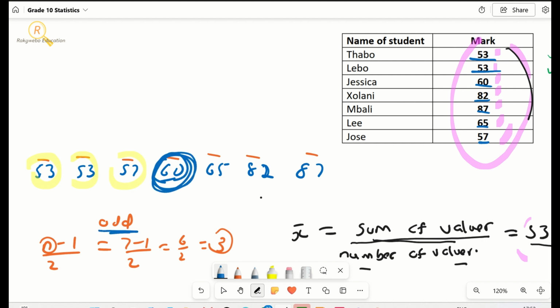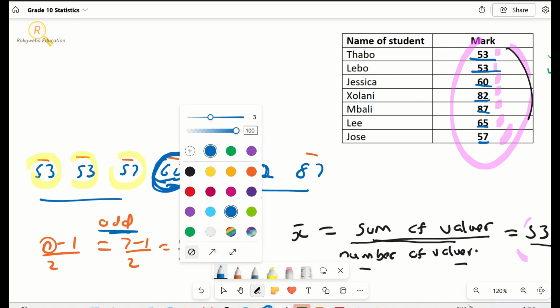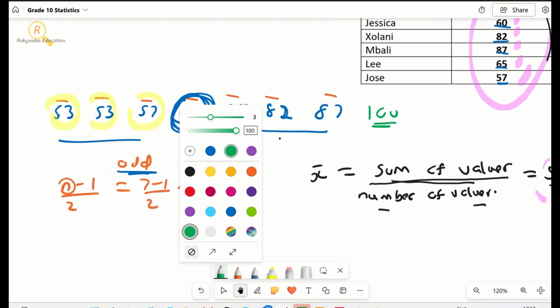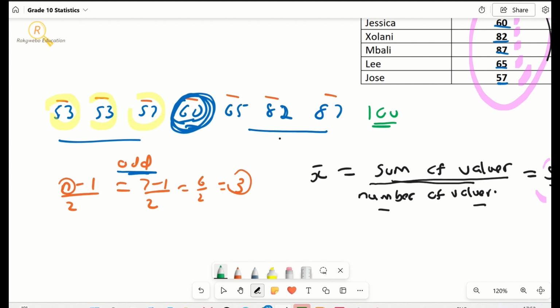If I'm dealing with an odd number of values, I'm going to have one median, and then I use this to count. Okay, so you've got 3 values there, 3 values there. If you are dealing with, let's just say you had an extra number there, 100. Someone got 100, they wrote a memorandum, which is what you're going to do when you get in matric. If you had an even number of values, let's make it more. Someone got a 93, 95, then 100.